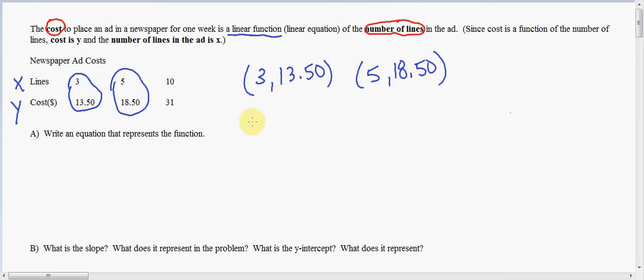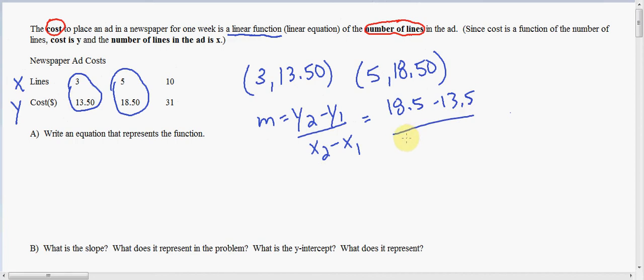Alright, the next thing I want to do is get my slope, so I'm going to go ahead and write down what the slope formula is, y2 minus y1 over x2 minus x1. And I'm going to plug in my points and see what happens here. So I have 18.50 minus 13.50, over 5 take away 3, and you can see that my slope is 5 over 2. So I'm going to write that down over here, that my slope is 5 over 2. And in order to save a little bit of space, I'm going to erase this so that I can do some more work here. So I'm going to pause this and we'll do that.